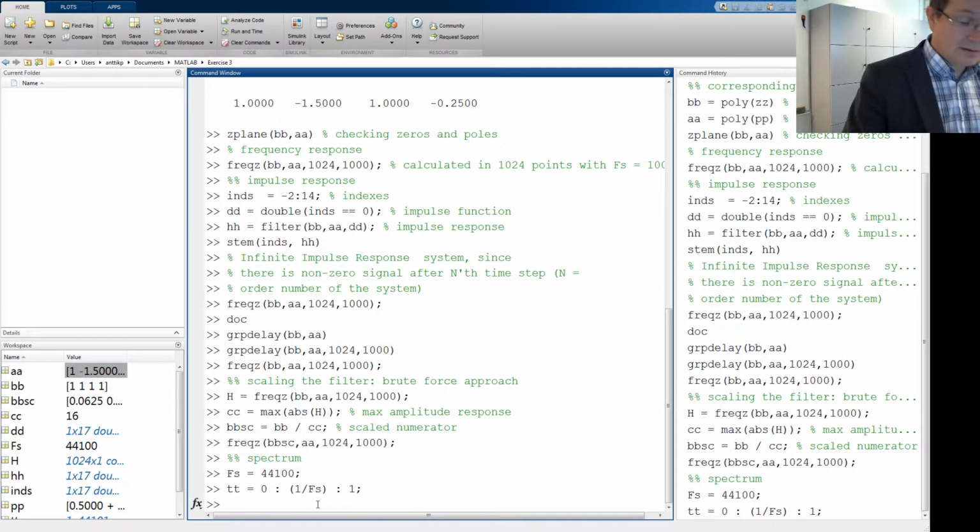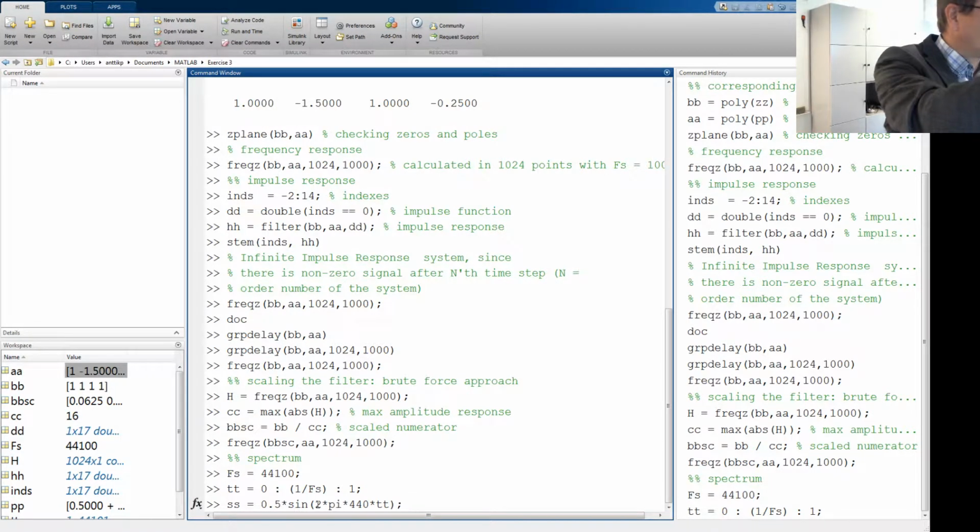Then I do, for example, a signal like amplitude 0.5 times sine 2 times pi times 440 hertz. That's an A. Not A plus, just plain A.